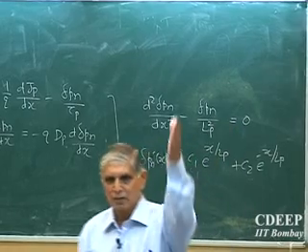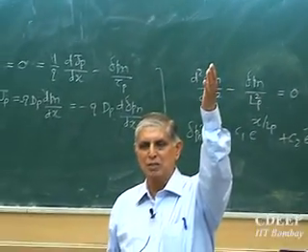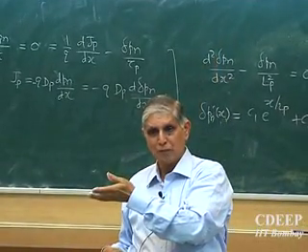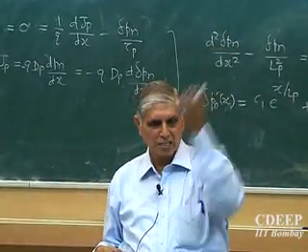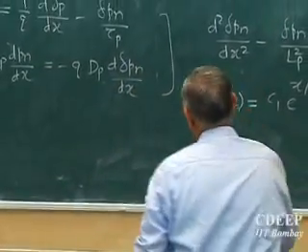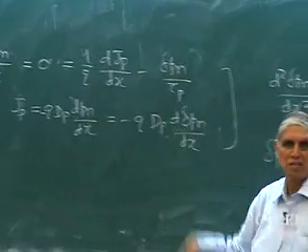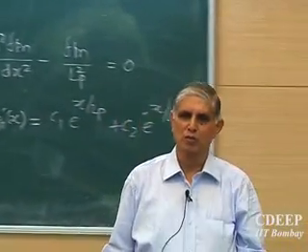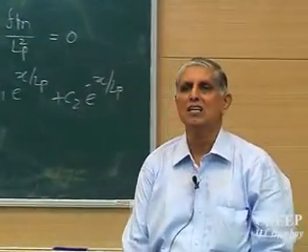Profile, is that clear? As the holes enter the base emitter junction, they will diffuse towards the collector and they will create a gradient there. And that constitutes the current. Current is given by this equation. Is that correct? Simple diffusion equation. What are we saying here?